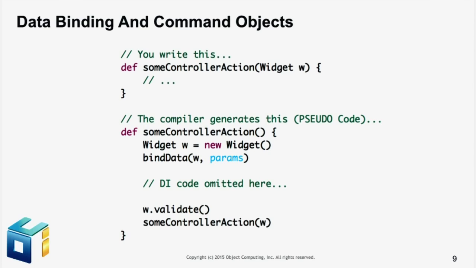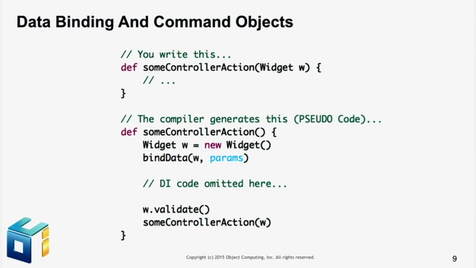So, data binding. If you write a controller action that looks like the code on top, you write a method called someControllerAction that accepts a widget as an argument. The compiler will generate this other method for you. The code at the top is what you write, and the code at the bottom is what the compiler generates for you. As the comment there says, this is a little bit pseudocodey just to keep it manageable on a slide. But this is basically what the compiler will generate for you.